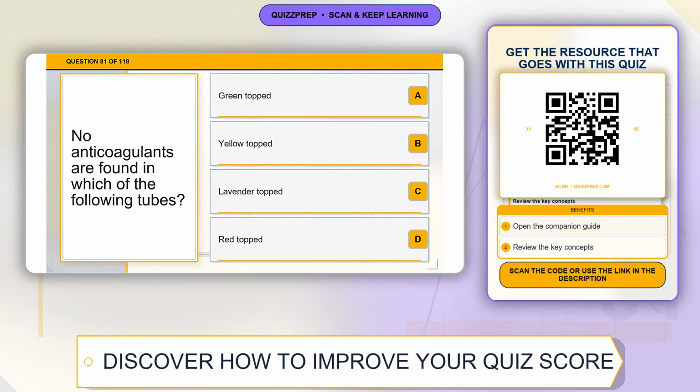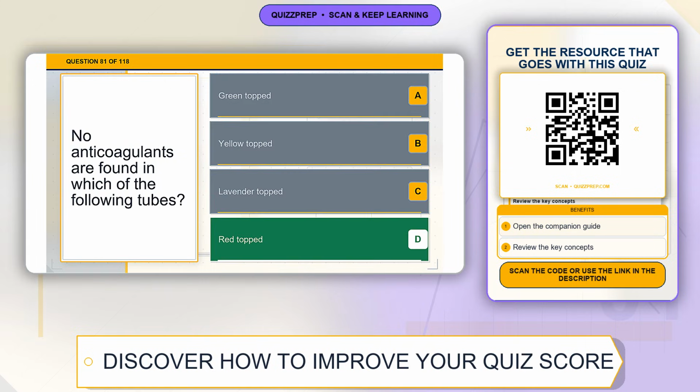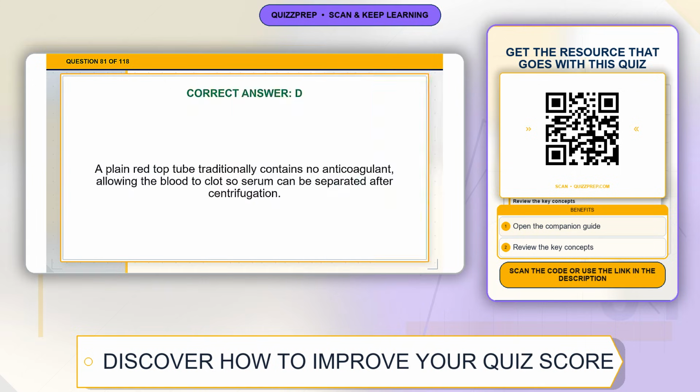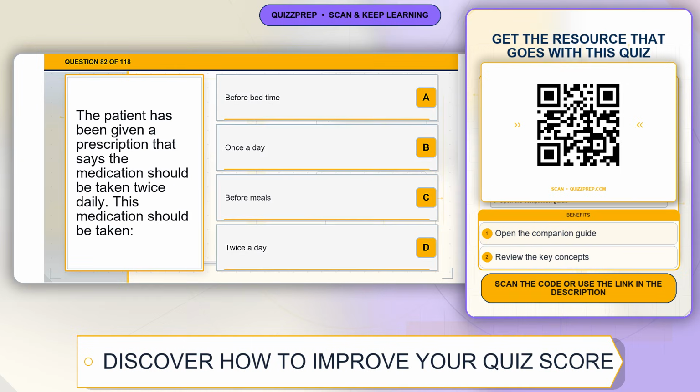Question 81. No anticoagulants are found in which of the following tubes? Option A, green-topped. Option B, yellow-topped. Option C, lavender-topped. Option D, red-topped. The correct answer is option D, red-topped. Explanation. A plain red-topped tube traditionally contains no anticoagulant, allowing the blood to clot so serum can be separated after centrifugation.